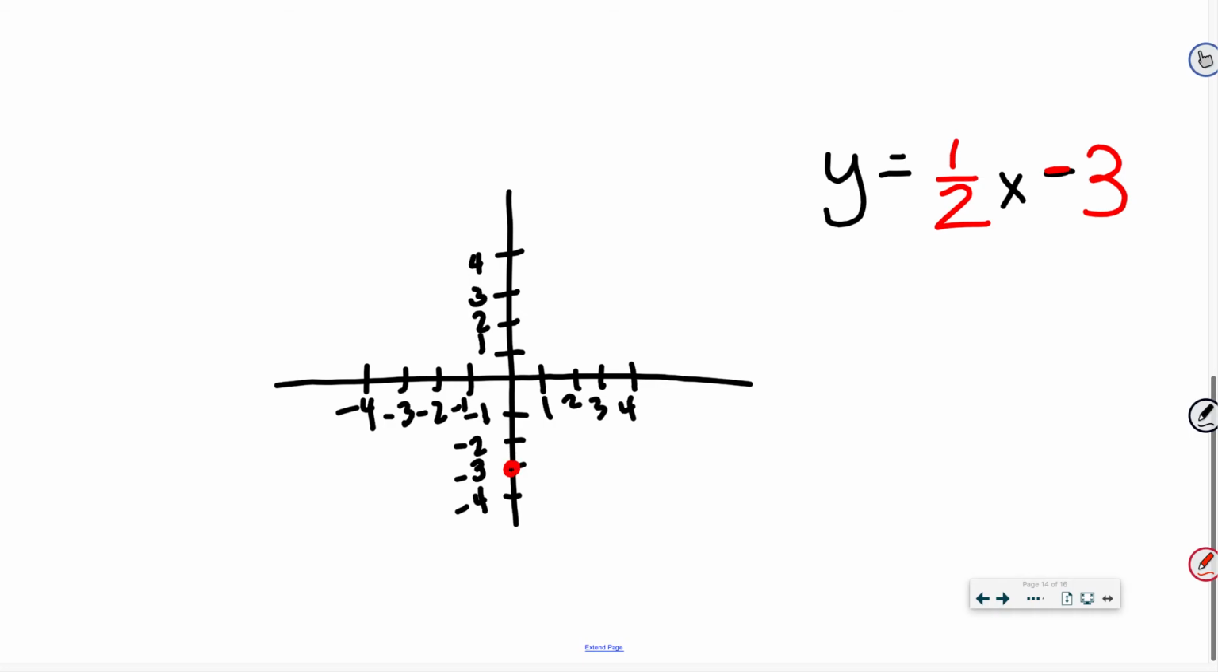Aurelie's saying that this is a point on my line. Is she right? Yeah. Why? Because that's my y-intercept. Cool. So I've used my y-intercept, and it's a -3. Good catch. And now how can I get another point on my line?